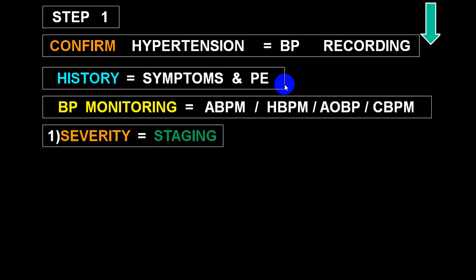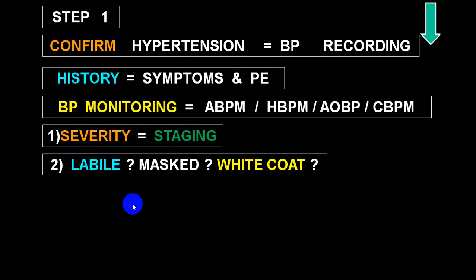After measuring that, depending upon the figure, we put them into different stages: pre-hypertensive, stage 1, stage 2. Depending upon the ambulatory blood pressure monitoring: labile, stable, unstable, accelerated, mask hypertension, white coat hypertension, etc.